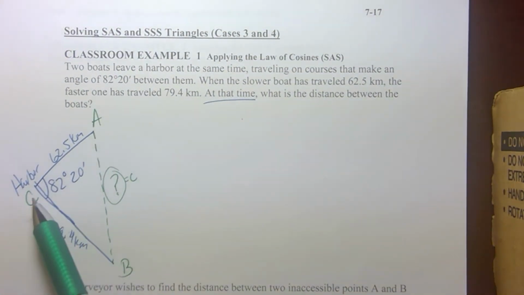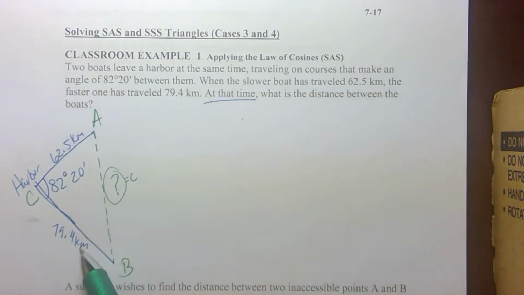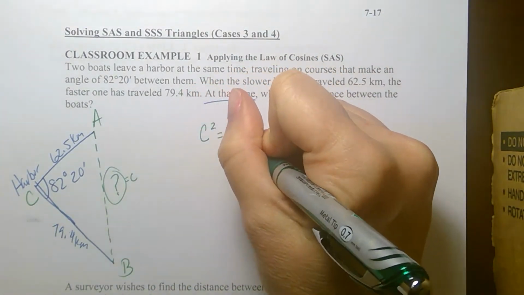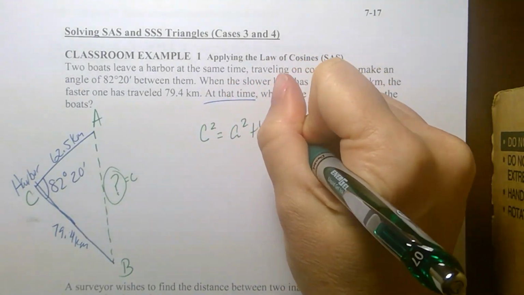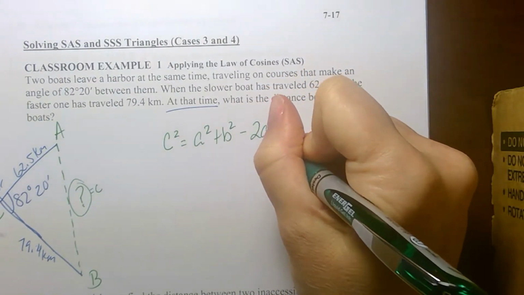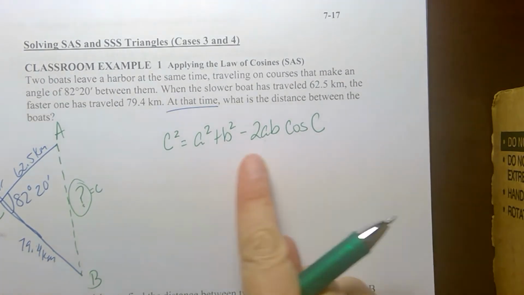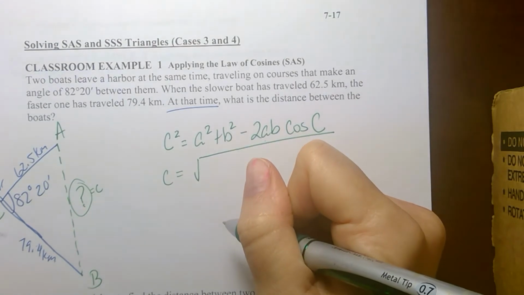Well, let's go apply our law of cosines. We can't use law of sines here because we don't have a pair. We don't know the angle opposite a known side. We have side, angle, side given to us, so we have to use law of cosines. I'm solving for C, so I have C squared equals A squared plus B squared, the other two sides, minus 2AB, again the other two sides, times cosine of C, which is the angle that we know. To solve for C, I will have to take the square root of all that.